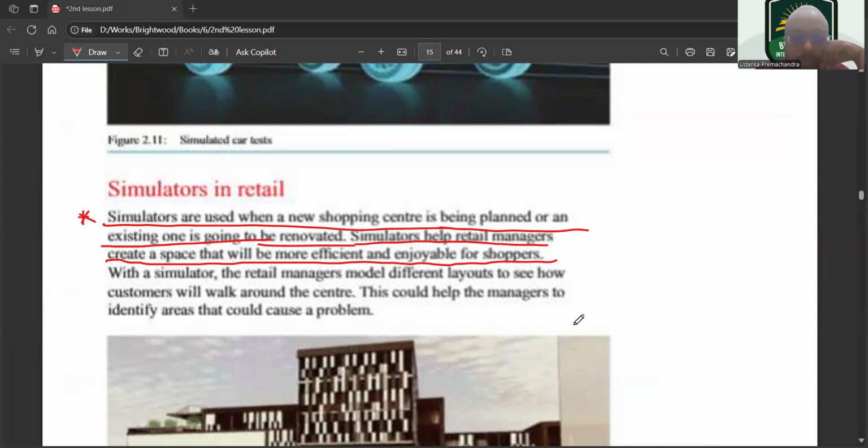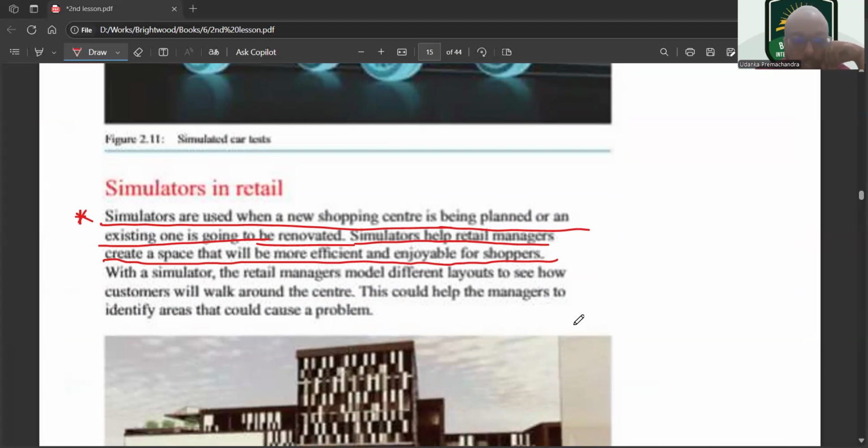Yes. Yeah, I think you all did this one.